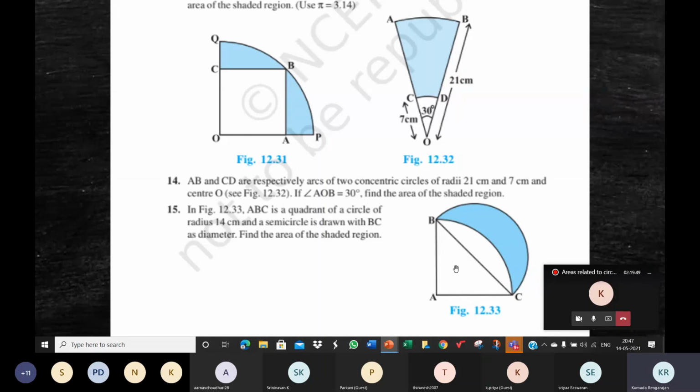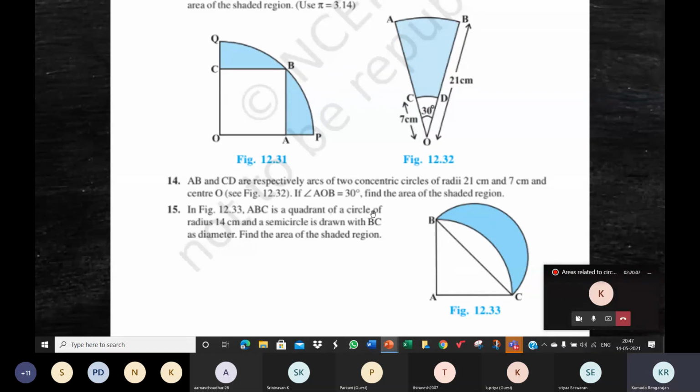See, ABC is a triangle. This is a triangle, children. ABC, this one is a triangle. ABC is a quadrant, meaning not this triangle, but including these circular portions. So which exactly is a quadrant, we'll read and understand.